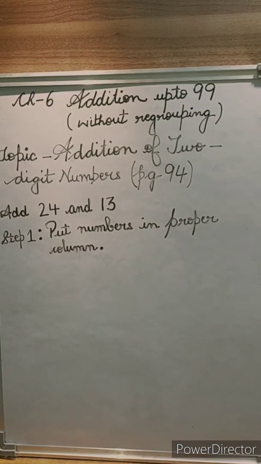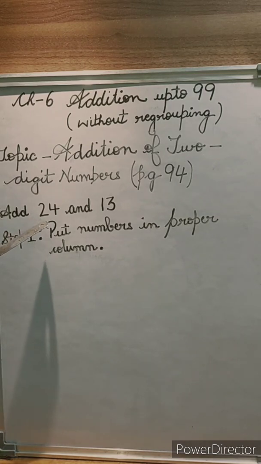So children, here we have our next topic, that is addition of 2-digit numbers, page number 94. Addition of 2-digit numbers means आपने अब 2 digit numbers को add करना है. We have already learned how to add 1 digit numbers. वो हमने सीख लिया है कि 1 डिजिट नंबर को हम कैसे ऐड करते हैं, प्लस करते हैं. अब हमने 2 डिजिट नंबर को ऐड करना है.